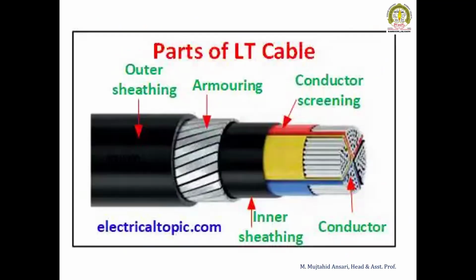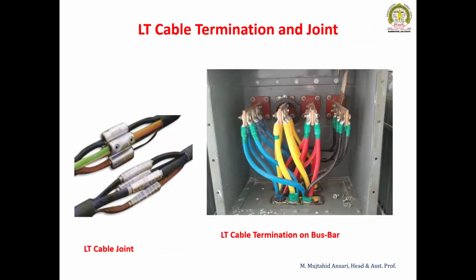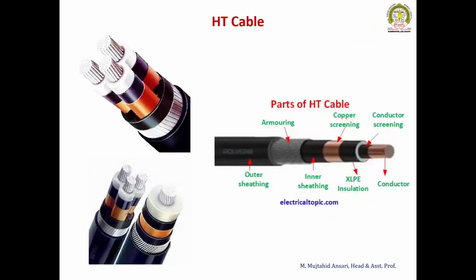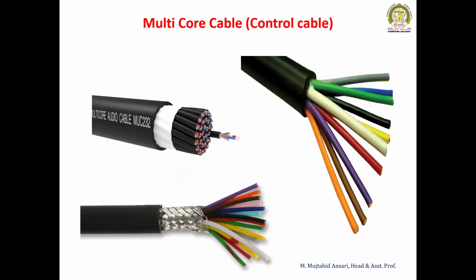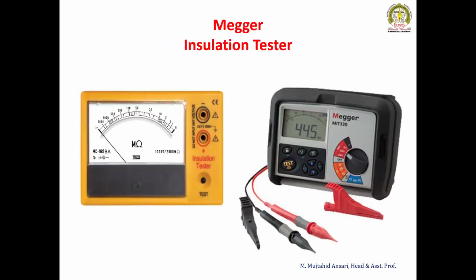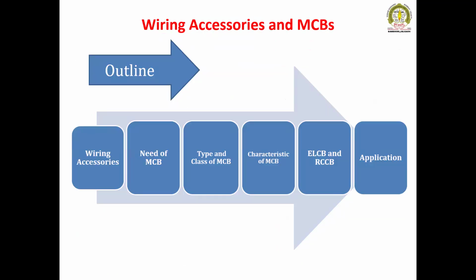Similarly, what are the different types of cables? Their types, and selection based on their termination. What is the difference between termination and joints? HT cables, their terminations, and components. Different types of multi-core cable, insulation resistance, and all these things which we are going to discuss.